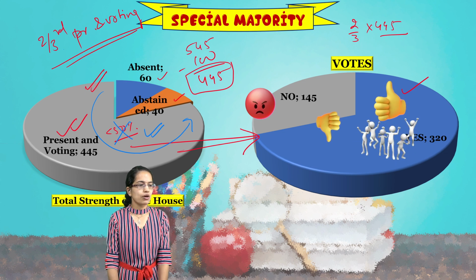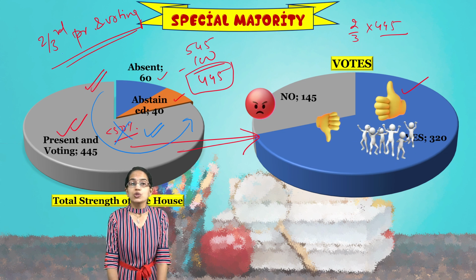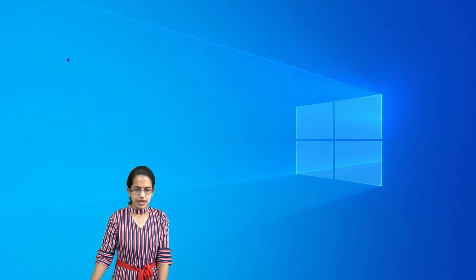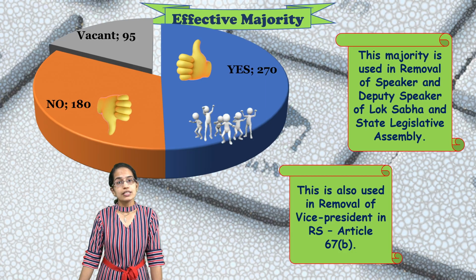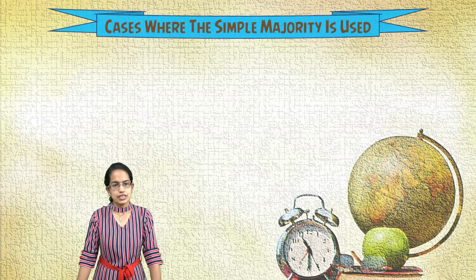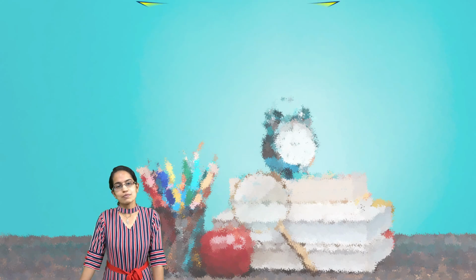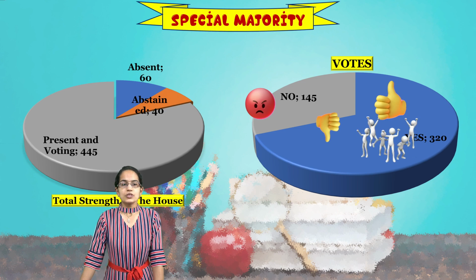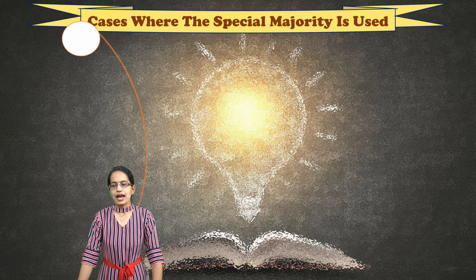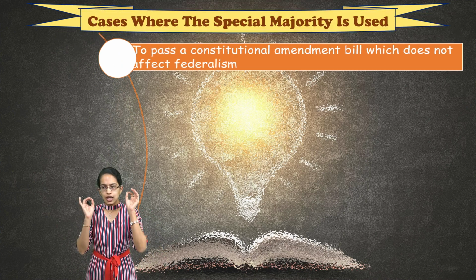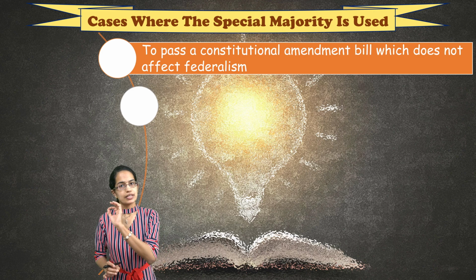So, two important phenomena, repeating again. Firstly, 2/3 of the members should be present and voting, and the next is there should be a consideration of what to take into account. Okay, now, the last thing that is important is the cases under special majority. So, what are the cases where special majority is applied? Special majority is applied in numerous cases. First of all, it is applied to pass any constitutional amendment bill which does not affect the federal structure.